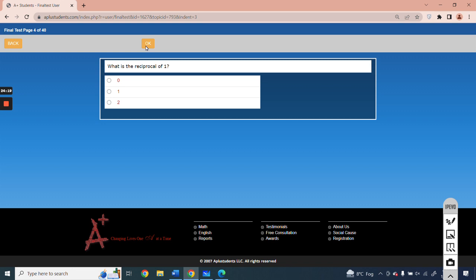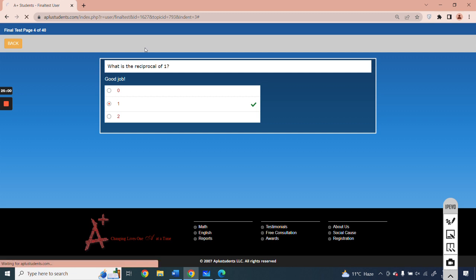Okay, what is the reciprocal of 1? The reciprocal of 1 is 1. Got it? It is 1. Just select the correct option and click on the OK button.